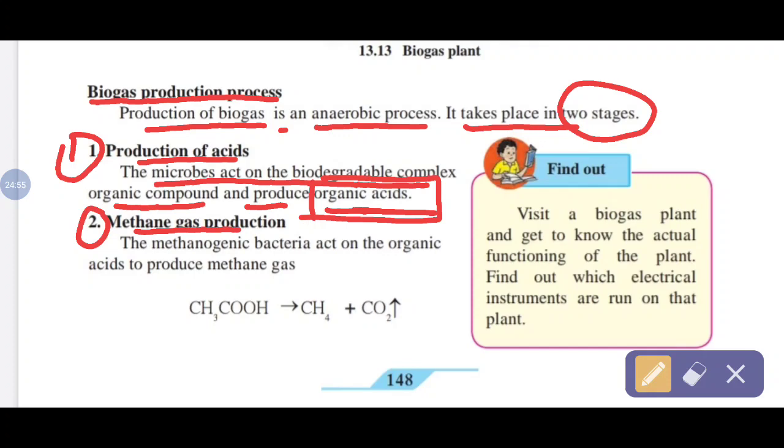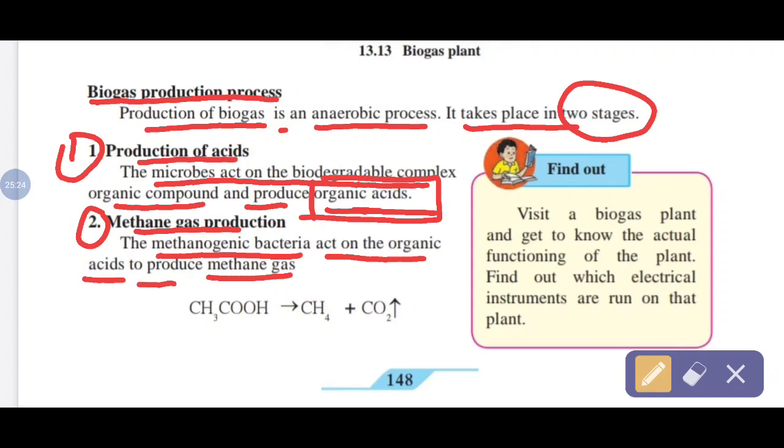So what type of microorganism is present in this process, for producing methane gas? Remember the name of that microorganism: the methanogenic bacteria. What type of microorganisms? Bacteria. Which bacteria? Methanogenic. These methanogenic bacteria act on the organic acid to produce methane gas.